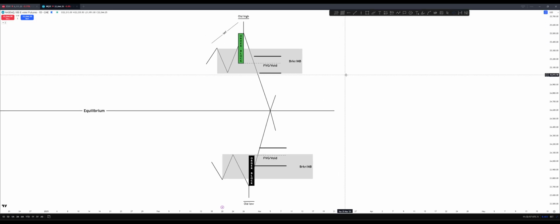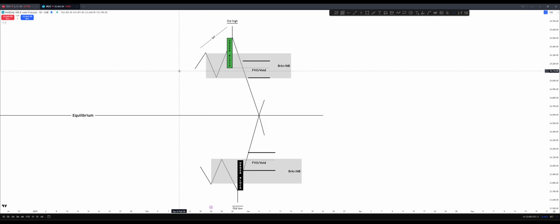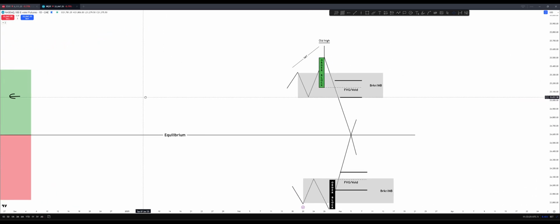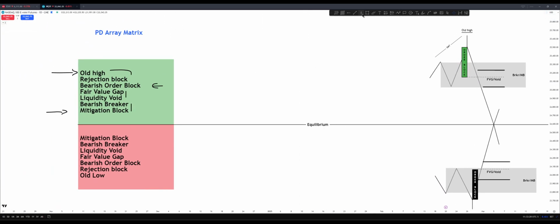I want you to listen to this very carefully. Every dealing range, and this is a dealing range, should have these PD arrays. So this one is an old high, a rejection block, an order block. These two are the same, these two are the same. Mitigation block and breaker block: the only difference is that a breaker block in a bearish scenario does this, and a mitigation block does this.